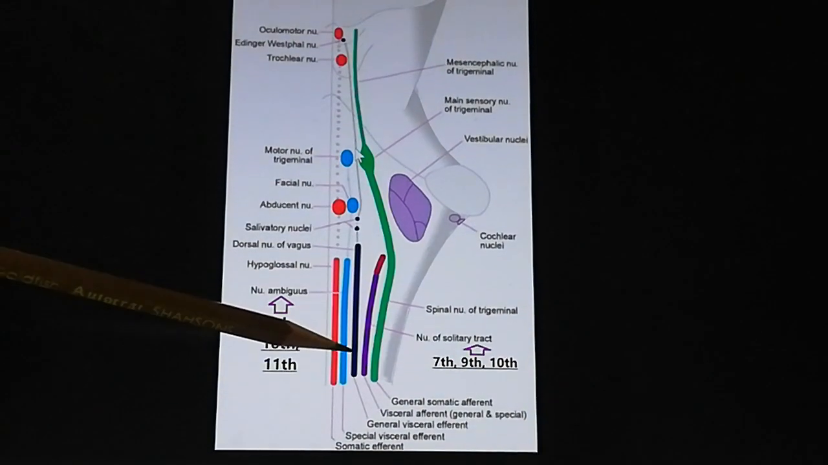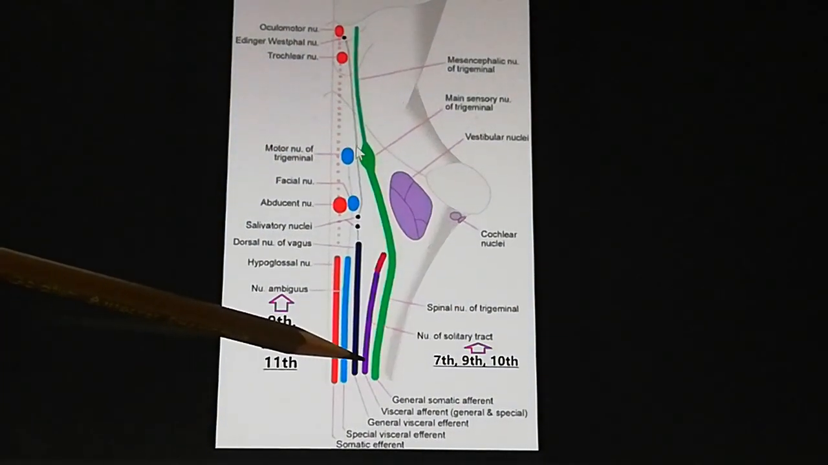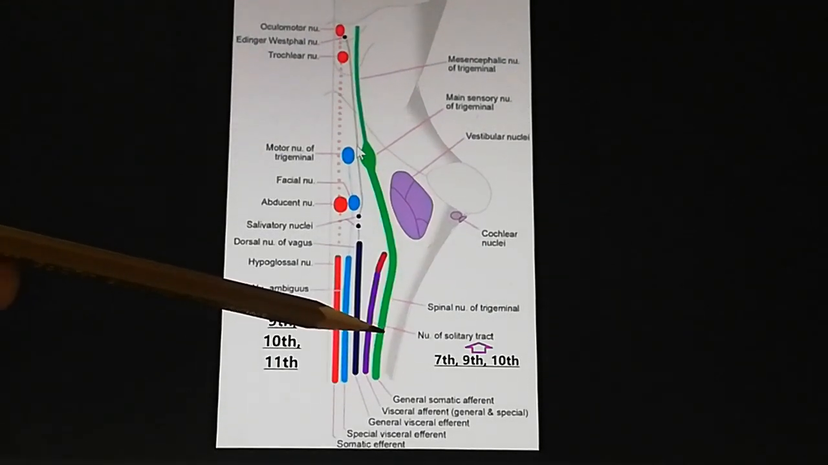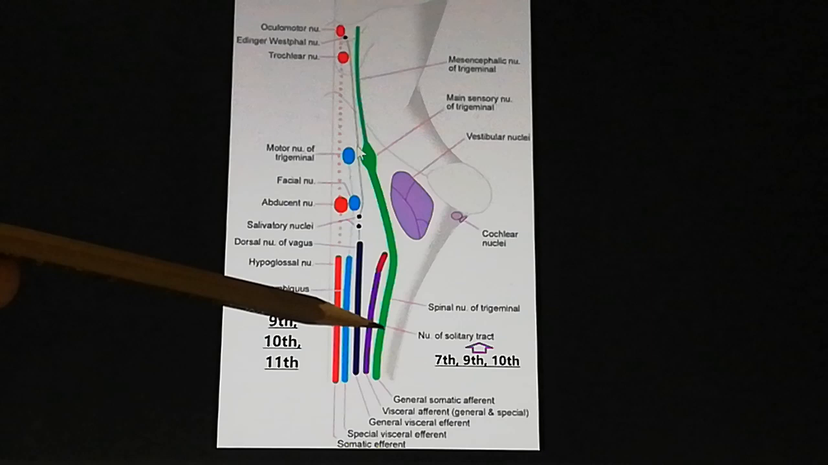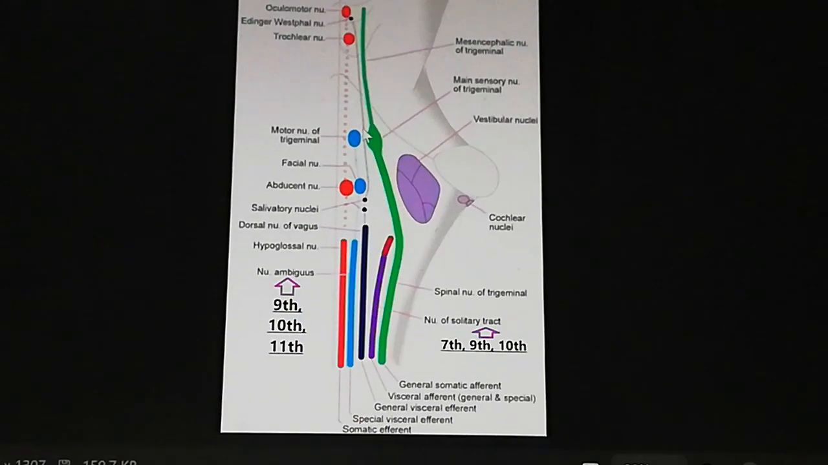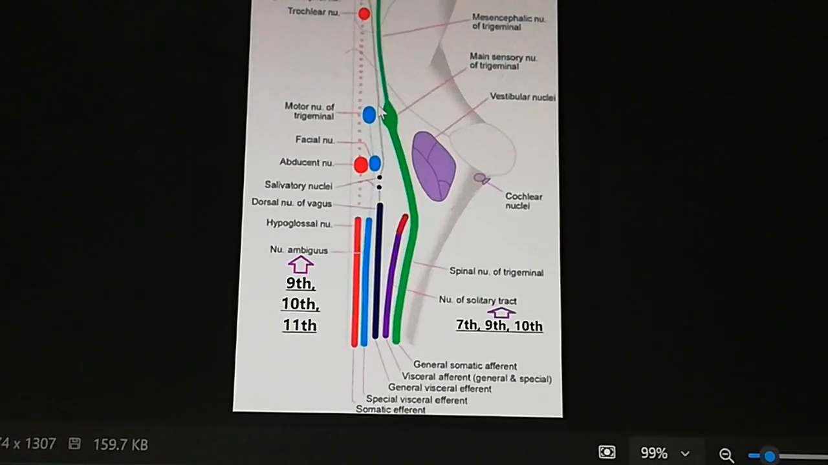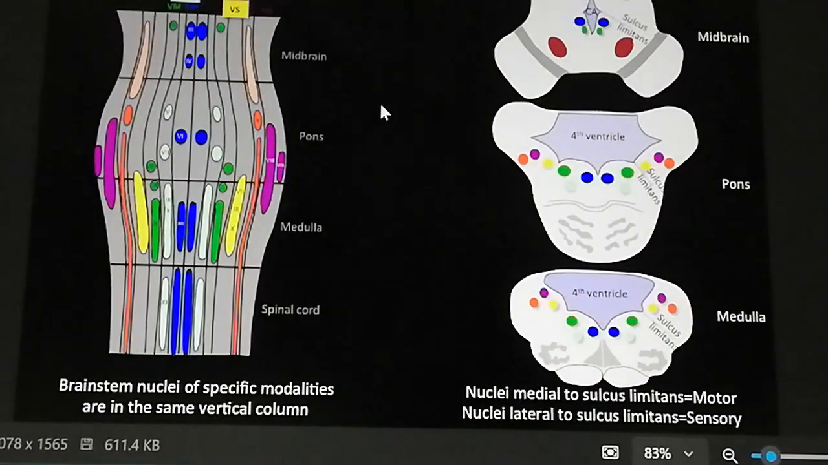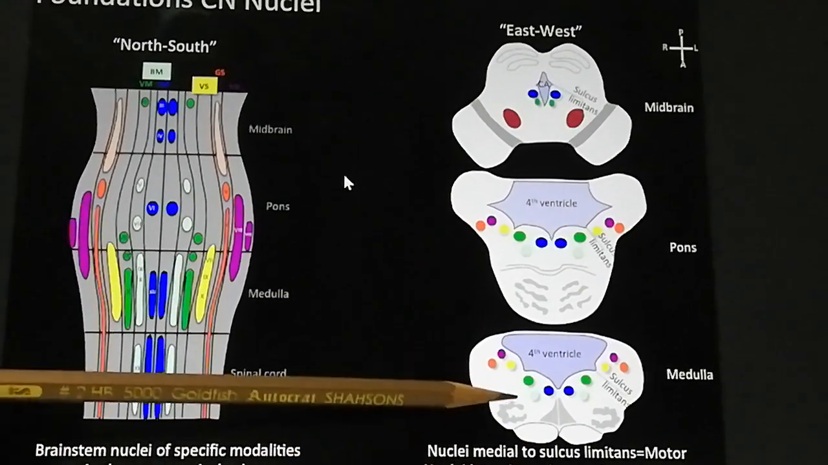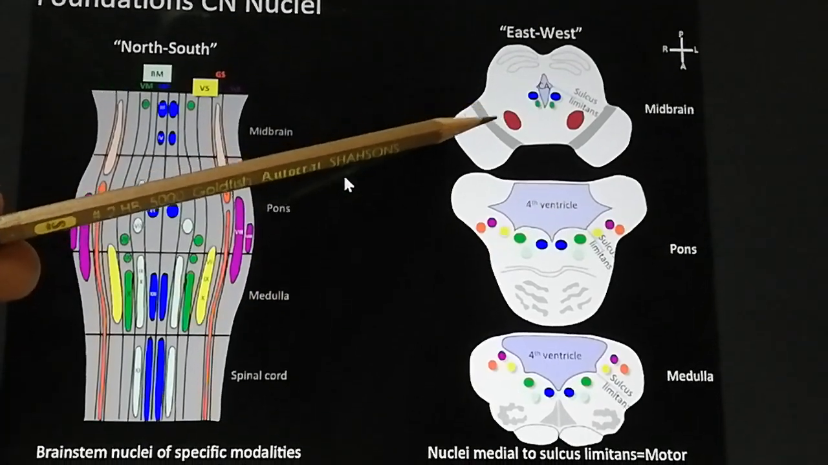Okay, now again let me show you the visceral afferent, general and special, in the purple color of the nucleus of the tractus solitarius. Then this spinal nucleus of trigeminal nerve. This trigeminal nerve is contributing the general somatic afferent component of the cranial nerve. These are the functional components. Now this picture is again very important to make you clear. The lowermost is the cross section of the medulla oblongata. This is of the pons and this is of the midbrain.